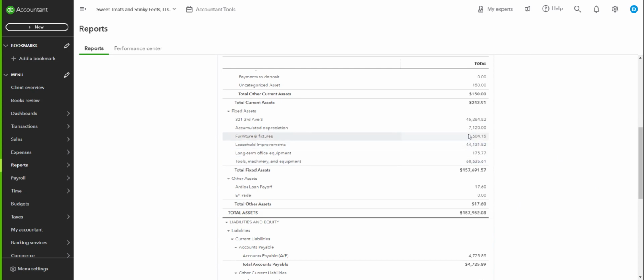Now we have our fixed assets. We own a building. We did a whole bunch of improvements. We bought a bunch of equipment. And this is our fixed assets, less our accumulated depreciation. So we have accumulated depreciation coming in every year.